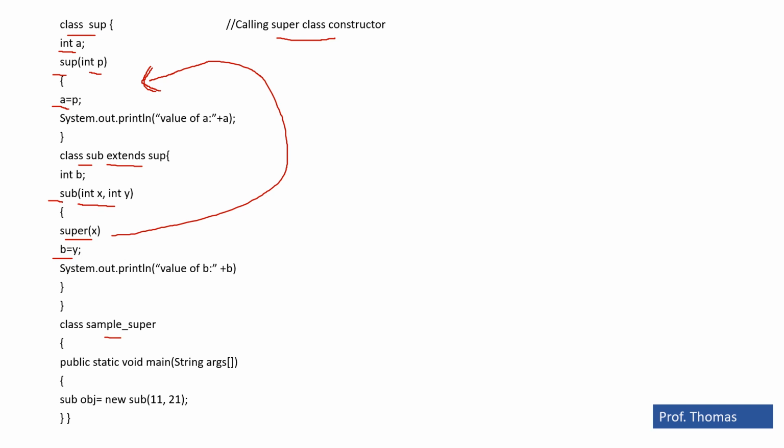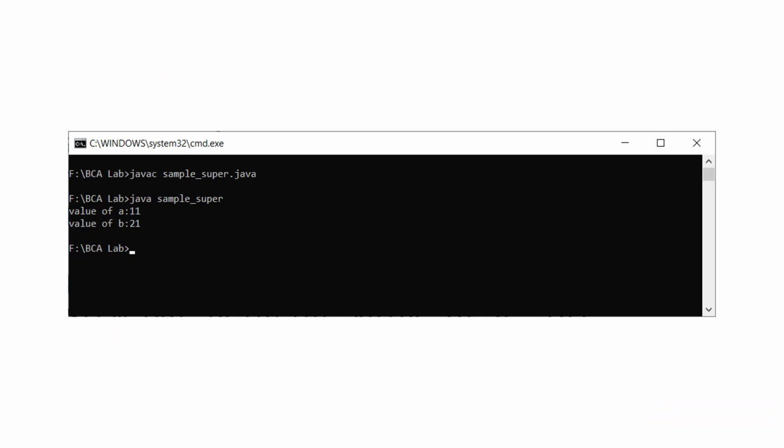In the main class, we just create the subclass object only. The Sub object is initialized with two values, 11 and 21. The 11 is assigned to the superclass variable and 21 is assigned to the subclass variable b equal to y. Here we see the output of this program: value of a equal to 11 and value of b equal to 21.